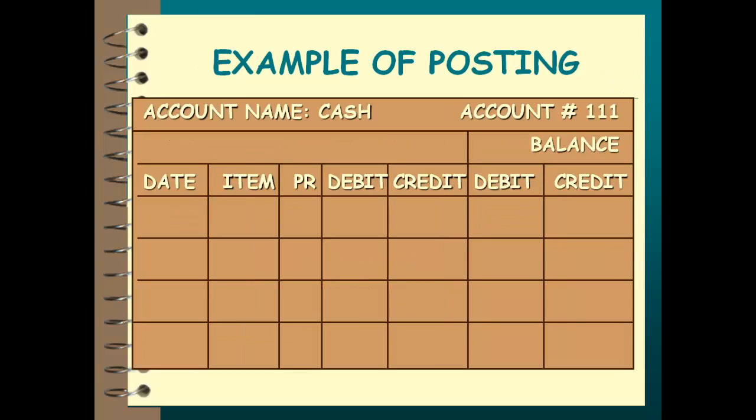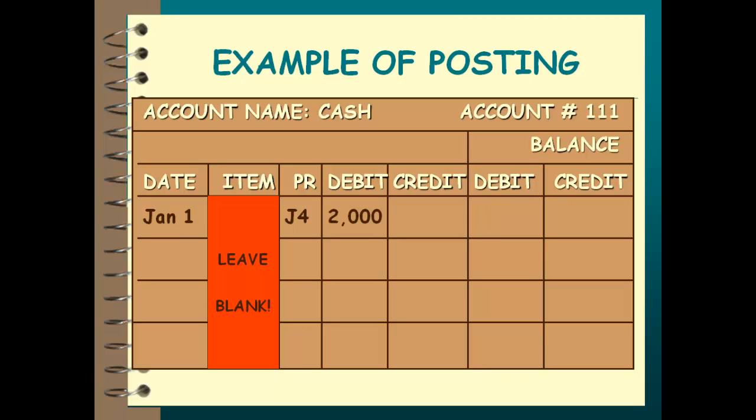Let's go to the ledger, find the page that says cash. It should be the first one on your list. Let's record the date, January 1st. We will leave the item column blank. The PR is going to say J4. This entry comes from a general journal, page 4. It was a debit. It was a $2,000 debit entry. I had no balance to begin with, so my balance right now after this first transaction would be how much? $2,000, and it is a debit.